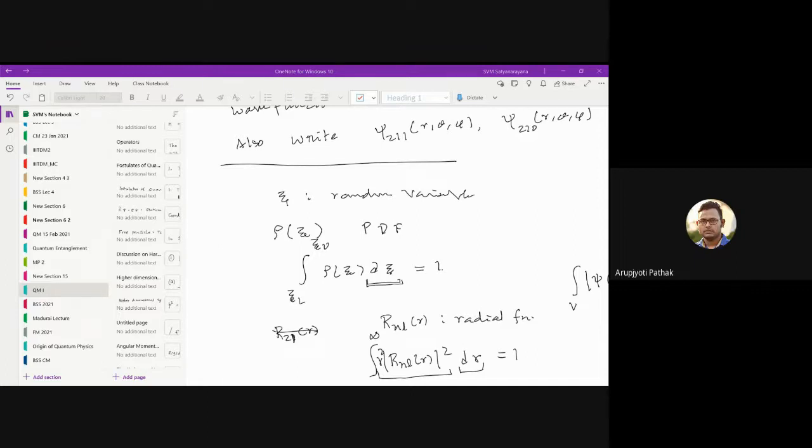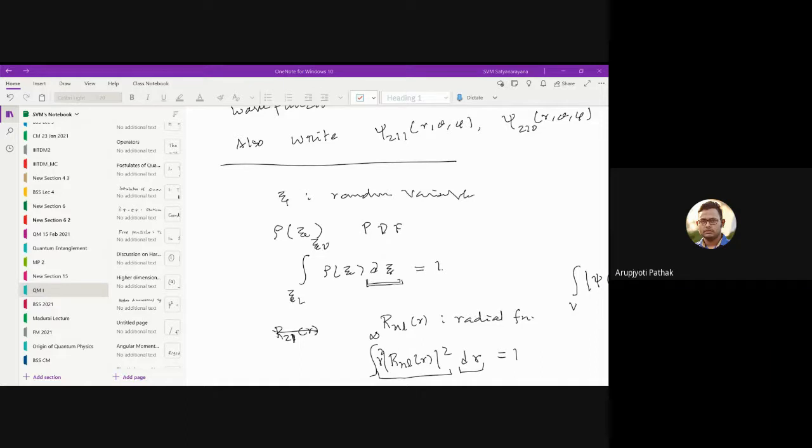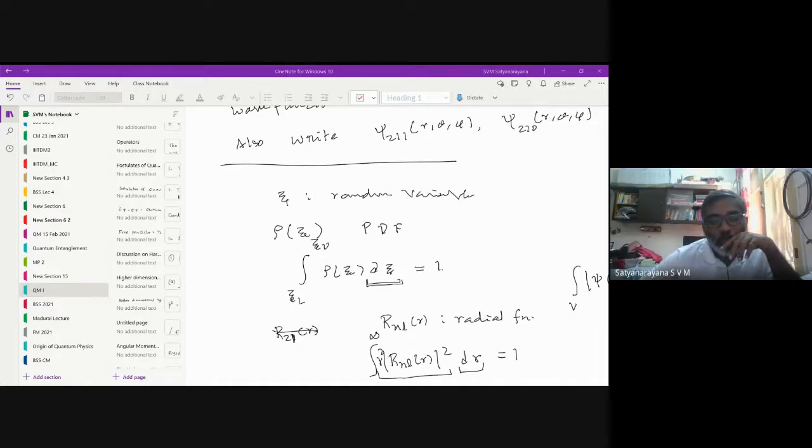So if you take mod psi square of R, theta, phi, you get the probability density corresponding to R, theta and phi. That can be written as the probability density of R multiplied by the probability density of theta multiplied by the probability density of phi. The probability density of phi doesn't have phi dependence, because the phi dependence in the wave function is simply e power i m phi, so when you take mod square, that cancels. So the azimuthal dependence is not there for the probability, but it will have dependence on theta and R.